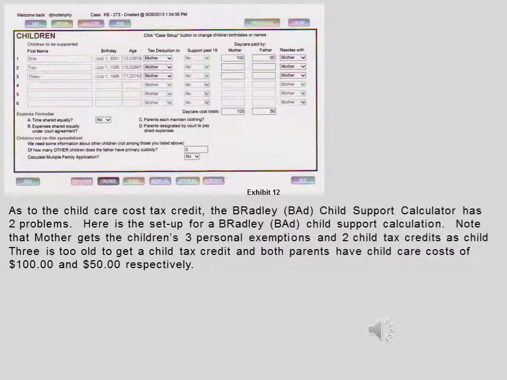As to the child care cost tax credit, the Bradley Bad Child Support Calculator has two problems. Here is the setup for a Bradley Bad Child Support calculation. Note that mother gets the children's 3 personal exemptions and 2 child tax credits, as child 3 is too old to get a child tax credit, and both parents have child care costs of $100 and $50 respectively.